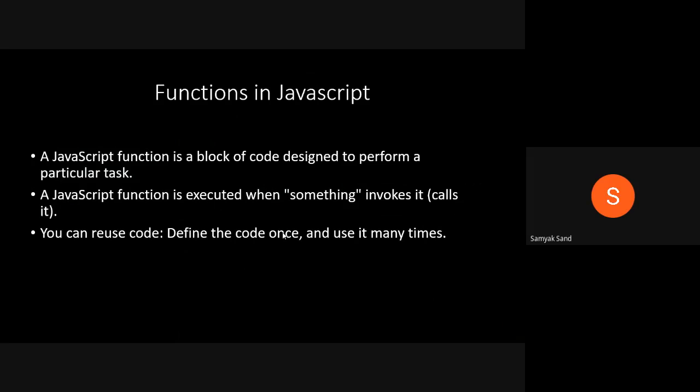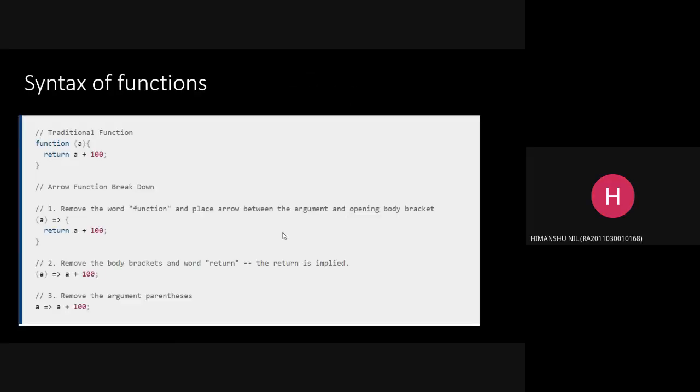No. Okay, cool. So this is the syntax of a function. In JavaScript, we can write functions in these four ways. The first one is the traditional one, where we write function, then the function name, and then parentheses. Inside it are the parameters or arguments. Then these curly braces, and inside them we write the block of code. Here, the return a plus 100 is what this function returns to where it has been called, where it has been invoked.